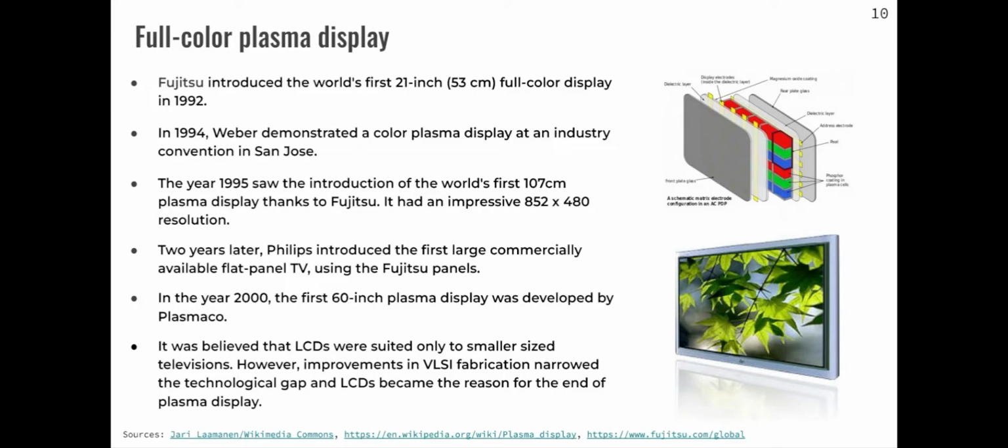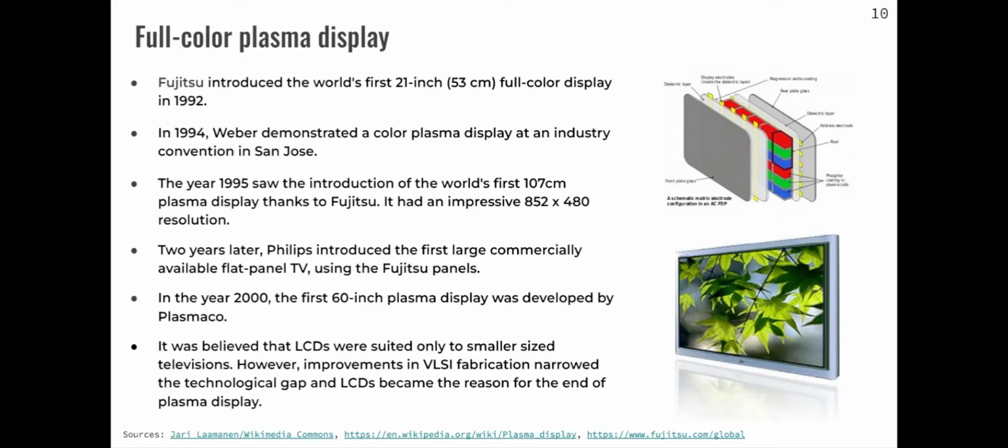Two years later, Philips introduced the first large commercially available flat panel TV using the Fujitsu panels. But they were exceedingly expensive at this time, with the average price tag somewhere in the region of $15,000. Other companies like Pioneer soon began to make and release their own versions. In the year 2000, the first 60-inch plasma display was developed by Plasma Co.